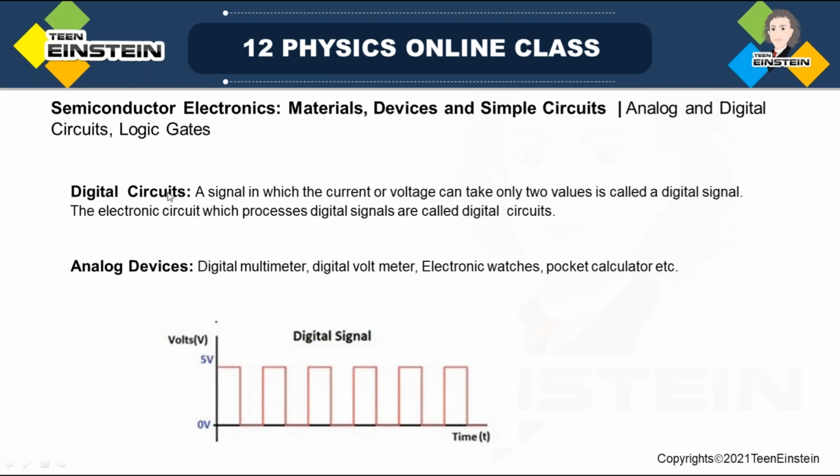So a signal in which current or voltage can take only two values is called a digital signal. The electronic circuits which process digital signals are called digital circuits, like digital multimeter, digital voltmeter, electronic watches, pocket calculator, etc. These are digital devices.